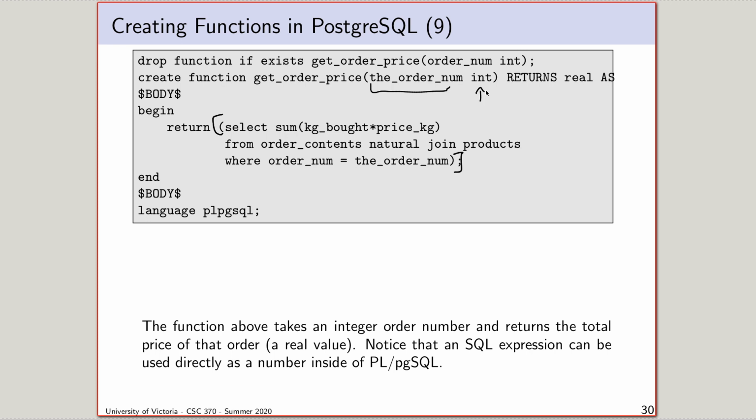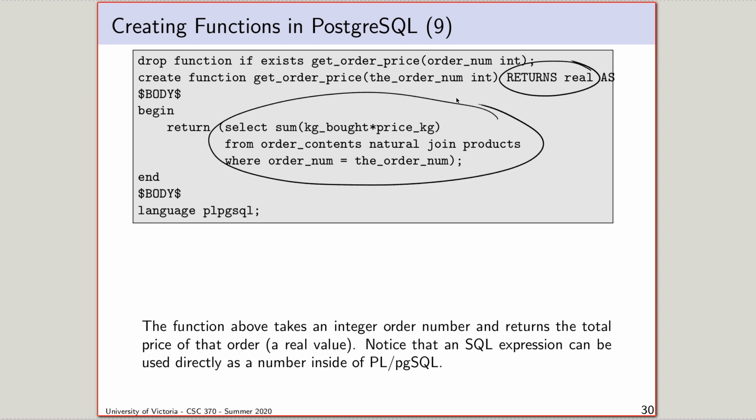And you already know, I guess, how to compute the total price of a particular order. I want any order whose order number equals the number you gave me, and then I just take the sum of the kilograms bought times price per kilogram of each item in that order, and then I return that. So I do the query to compute the price of the order, and then I return that. Because the return value is a real number, obviously I have to make sure that whatever nested query I'm performing inside of this has to return a single row with a single column. If it tries to return something else, we're going to have a bad time.